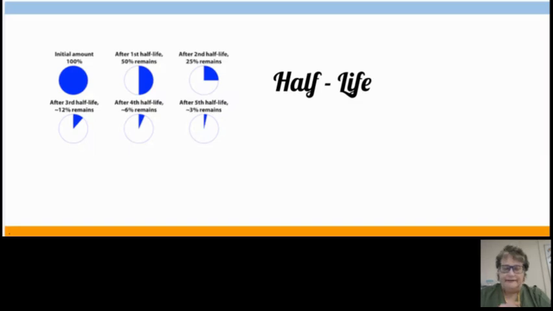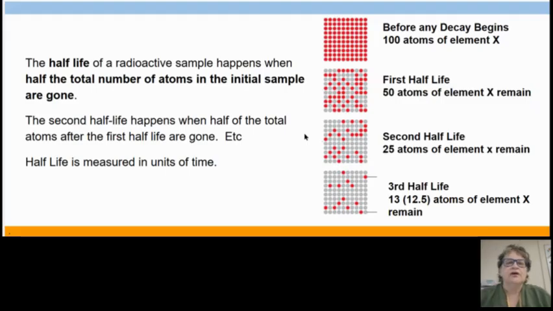So we're going to talk about half-life. You've probably heard this word before, but it's basically referring to something that has to do with radioactivity. Okay. So the half-life of a radioactive sample happens when half the total number of atoms in the initial sample are gone. When we're talking about a sample, we're talking about maybe a piece of metal or something, right? That metal has a certain number of atoms in it.